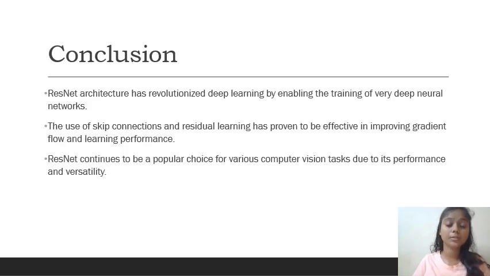And the conclusion we can come to is that the ResNet architecture has revolutionized deep learning by enabling the training of very deep neural networks. The use of skip connections and residual learning has proven effective in improving gradient flow and learning performance. ResNet continues to be a popular choice for various computer vision tasks due to its performance and versatility.